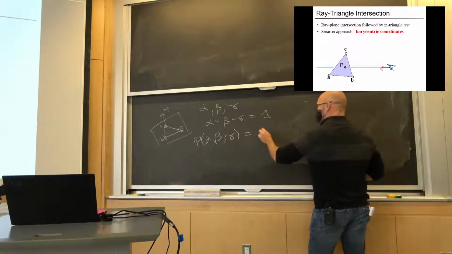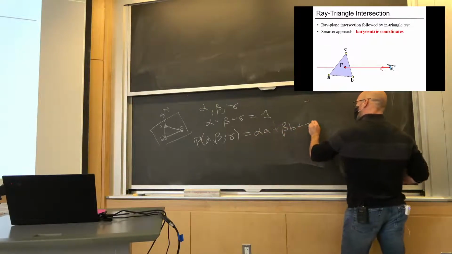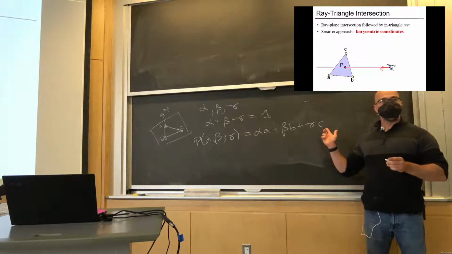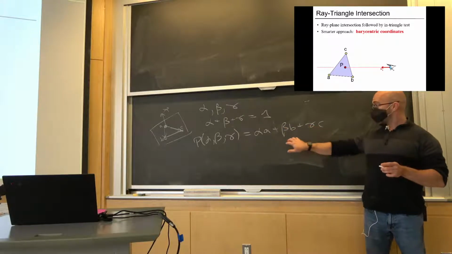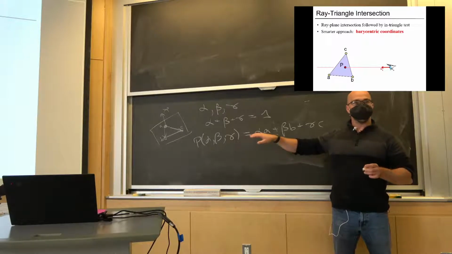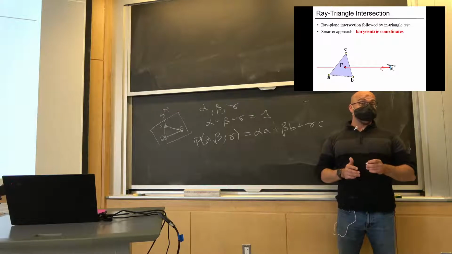In any event, if I have alpha times A plus beta times B plus gamma times C, this is kind of like a weighted average of A, B, and C, because the weights sum up to 1. I claim that this point always lies in the plane through A, B, and C. Alpha, beta, gamma can be negative, right? They can be negative, yeah.